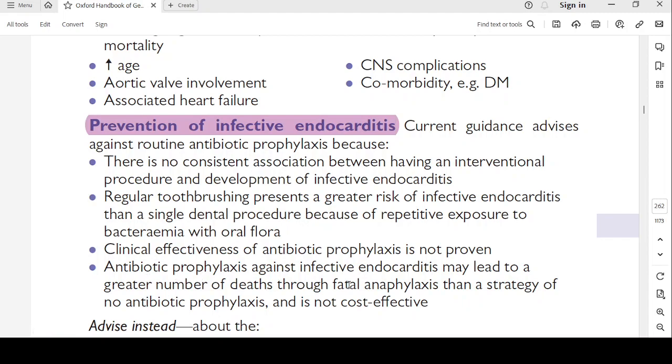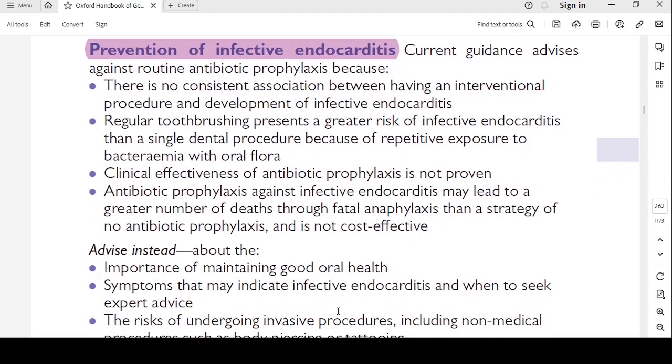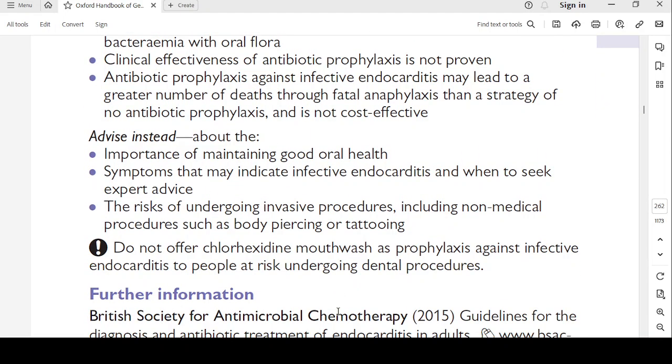Antibiotic prophylaxis against infective endocarditis may lead to a greater number of deaths due to fatal anaphylaxis than a strategy of no antibiotic prophylaxis, and this is not cost effective. So nowadays we are not supposed to give any antibiotic prophylaxis for any dental procedure or any procedure for infective endocarditis. Only treat when it is diagnosed.